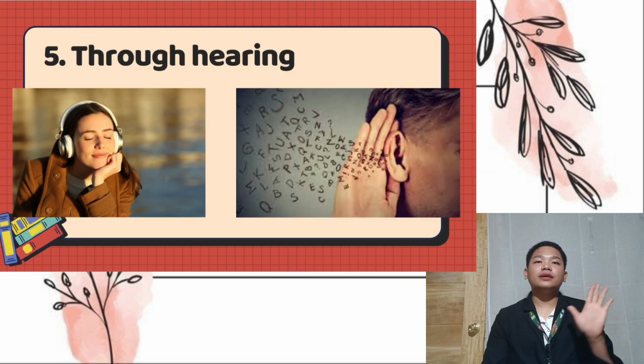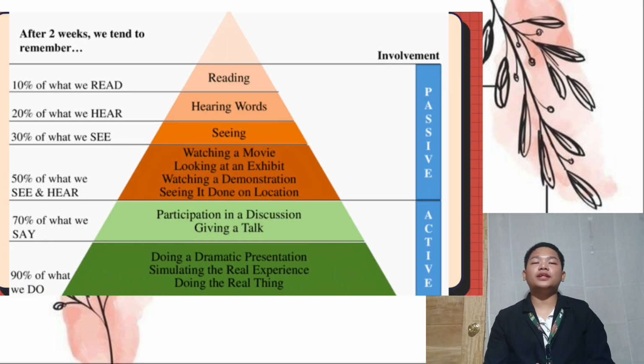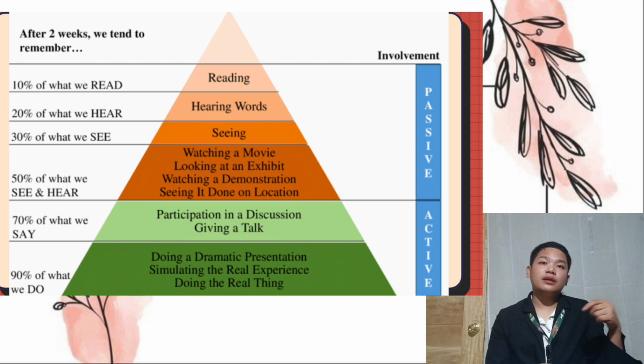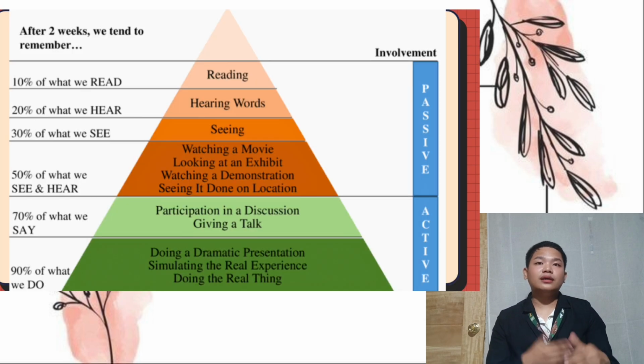Number 5 is through hearing, with 20% of learning retained. Listening to a lecture or a conversation is slightly more effective than reading, but still it's passive. Active listening and note-taking are really crucial. And let's proceed to number 6, which is through reading, with 10% of learning retained.